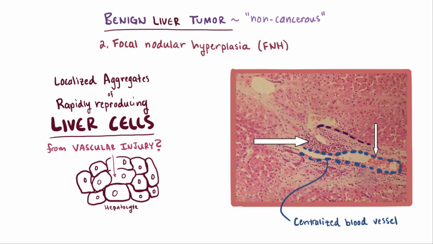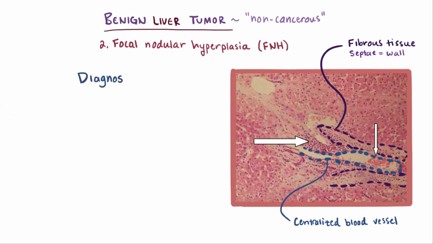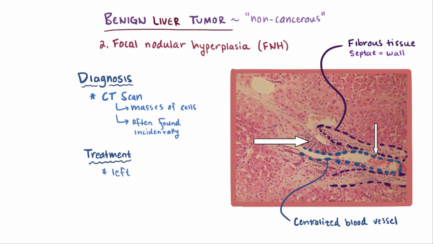And further supporting this vascular injury hypothesis is that there's almost always a characteristic gross finding of a centralized fibrous scar tissue produced by stellate cells. On histology, you'll often find this fibrous tissue as well, sometimes called fibrous septae, which means wall or separation. Diagnosis is usually done by a CT scan, where you look for these masses of cells. In almost all cases, though, focal nodular hyperplasias are found incidentally during some other exam. Unless associated with pain, these benign tumors are typically left alone, though.